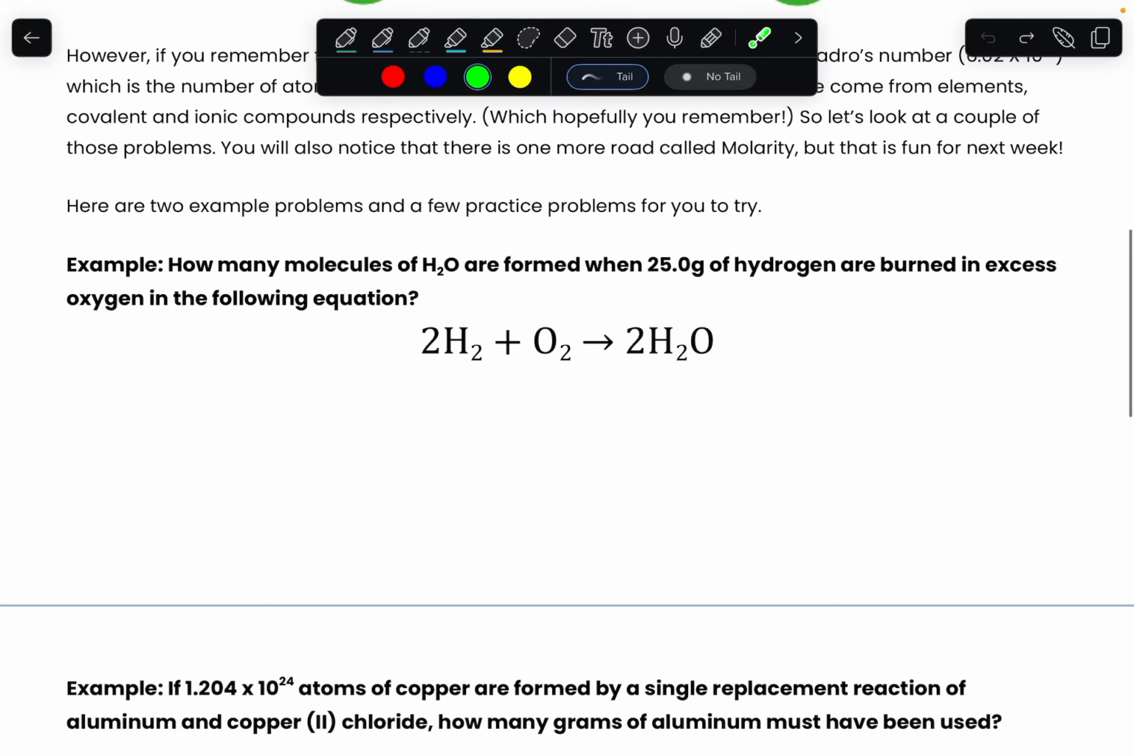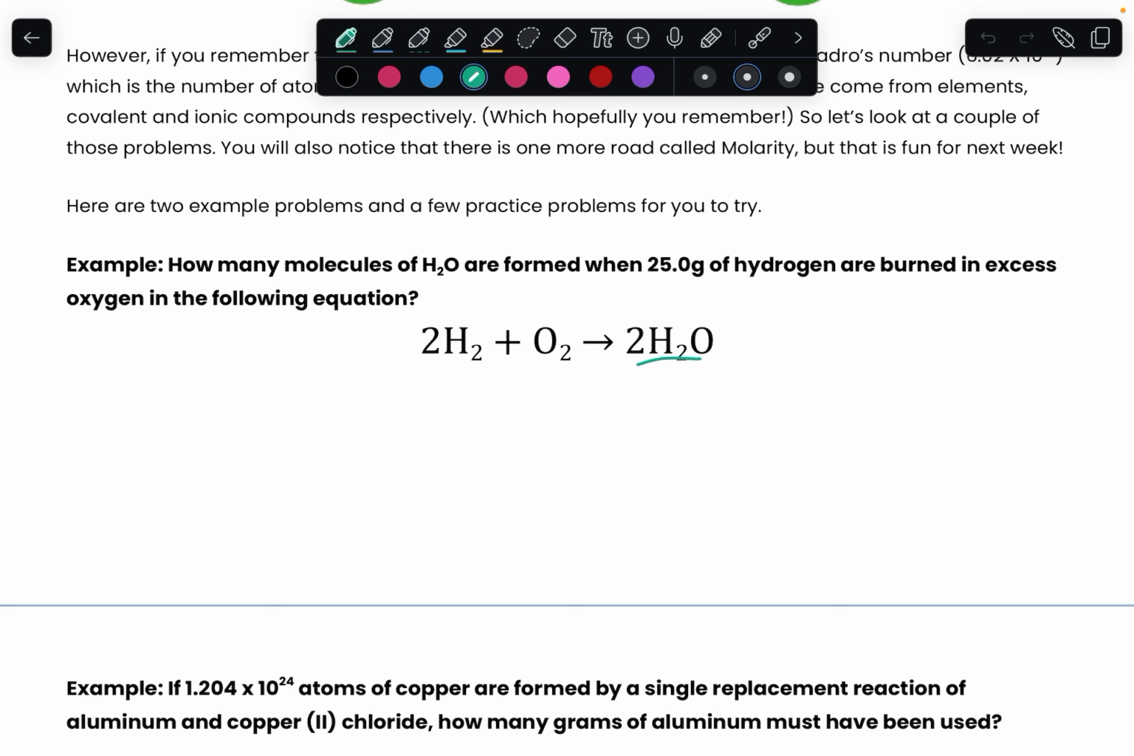So, example number 1 is going to be how many molecules of water are formed when 25 grams of hydrogen are burned in excess oxygen in the following equation. This word excess just means that there is a whole bunch of oxygen here, so that we're going to make all of our potential product of water here.